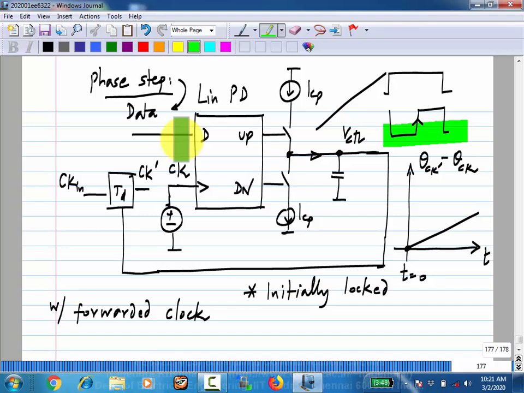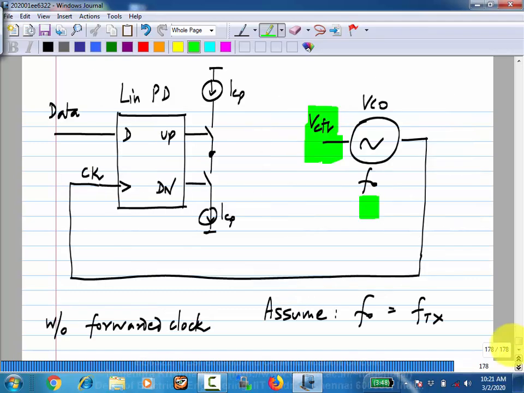So now what I do is, in this system, I try to do exactly the same thing.